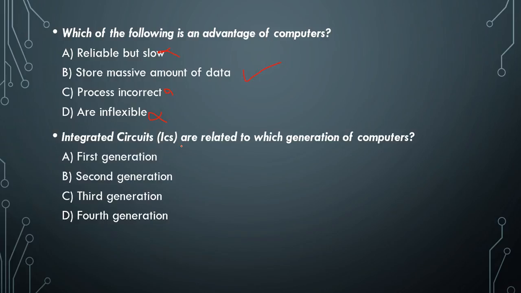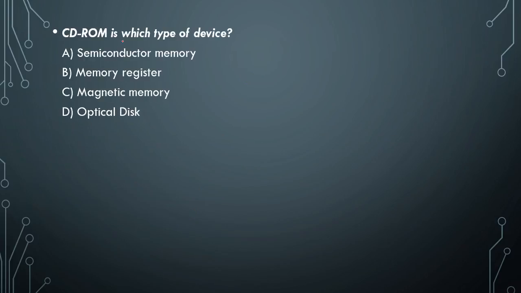And integrated circuits are related to which generation of computers? Look, as I said, we got the third generation also. So the fourth was completed, the third was completed, and in the later part of the videos you will get the first and second also. So just bear with this video and you will simply get all the things. CD-ROM is which type of device? So always see compact disc. So it's an optical disc. It's not all of the three.